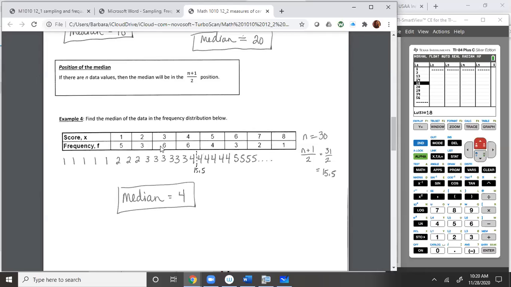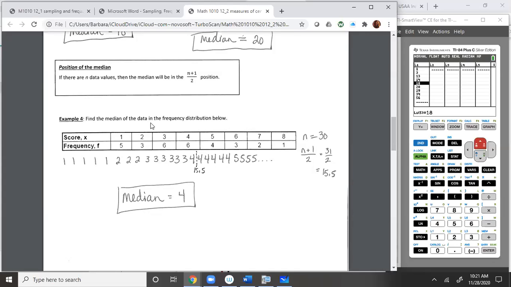So let's go down to example 4. Find the median of the data in the frequency distribution below. 1 has a frequency of 5, 2 has a frequency of 3, and so forth. So what I'm going to do, to find the median, I really want to write down the numbers, the number of times each score appears. So 1 will be written down 5 times, and then we go to 2, and that's written down 3 times, and so forth, okay? Now, before I keep doing this all the way to the last number, since I'm looking for the median, I can pretty much stop at the middle.